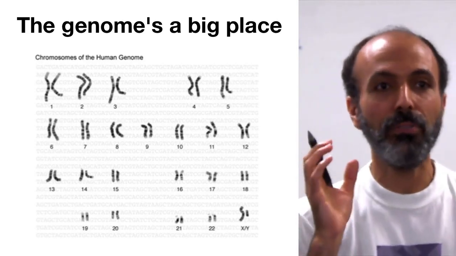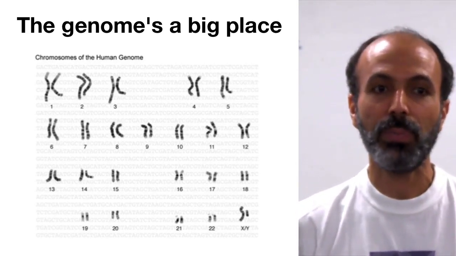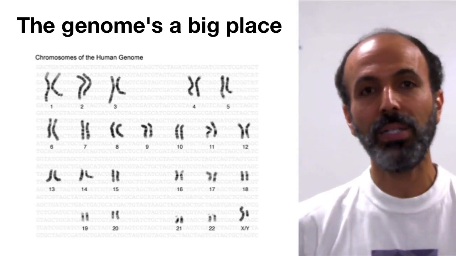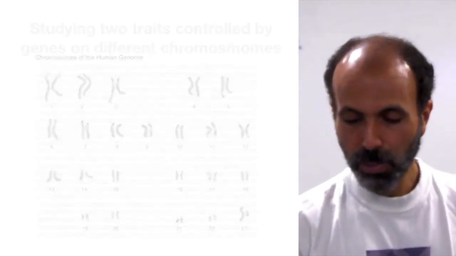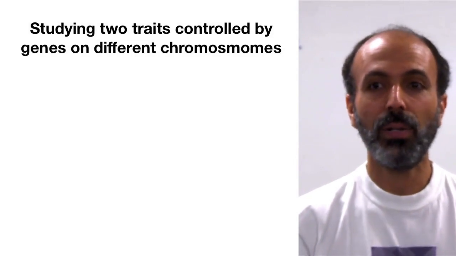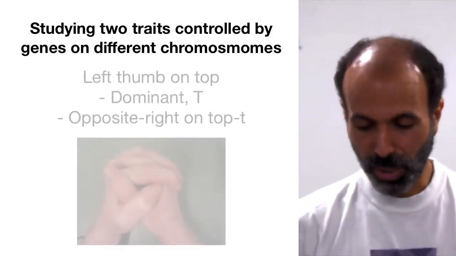You're not more likely to give both your dad's copies or both your mom's copies when you're looking at different chromosomes. This is referred to as Mendel's law of independent assortment. So what happens when you're studying two traits that are inherited from genes on different chromosomes? Well, let's look at two traits.